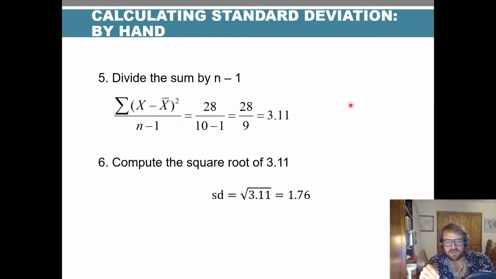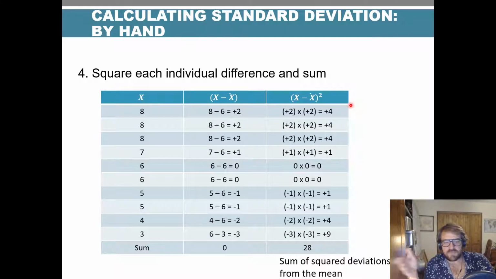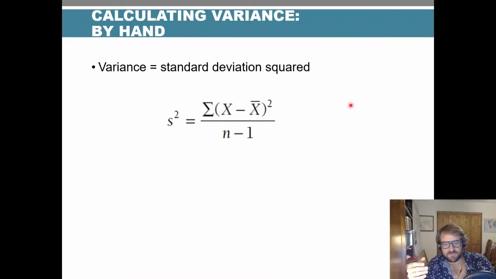That means that we'll expect a 1.76 deviation from the mean of 6 for roughly 38% of the cases.